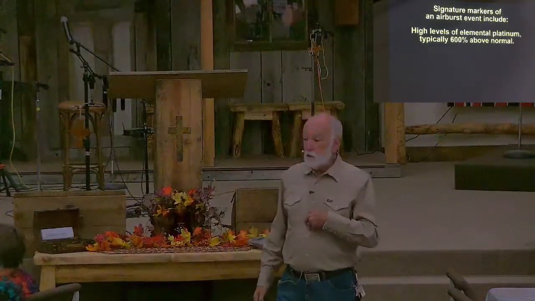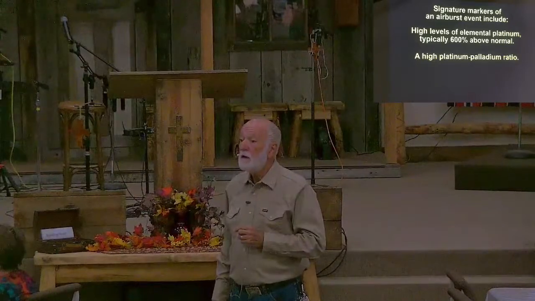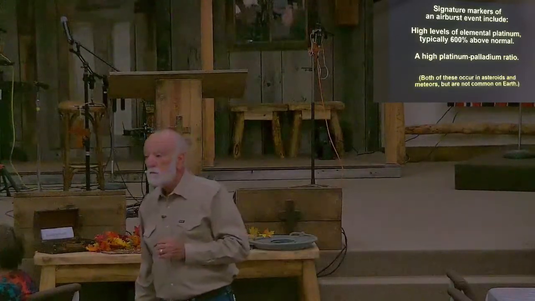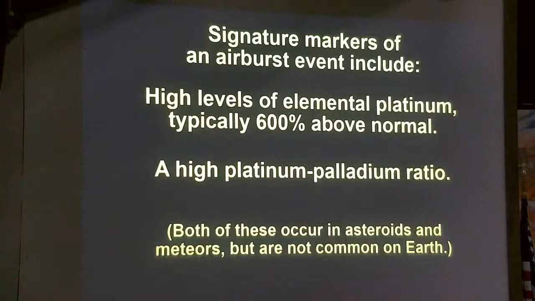So the signature markers include, sir. The biggest things that you find in asteroids are going to be high ratios of platinum and a high platinum-palladium ratio. Both of those are rare earth elements. They're called rare earth elements because on Earth they're really rare. Typically what we see in an airburst location or in a meteor impact location is a 600% spike in platinum and a corresponding spike in the platinum-palladium ratio as a result of that.